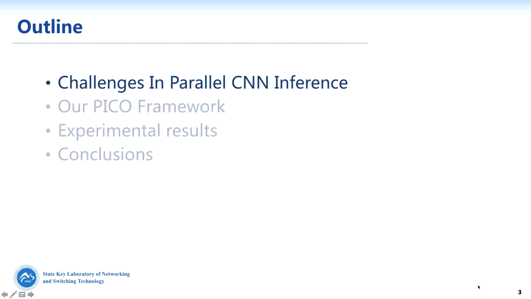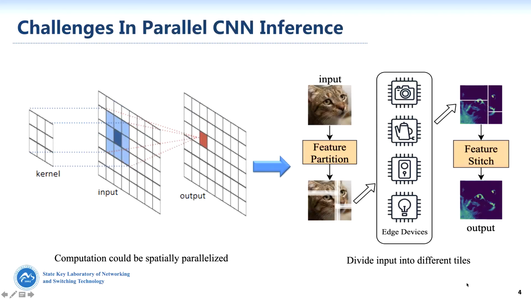First, let's begin with the introduction. Here on the left is a typical diagrammatic sketch of convolutions. A kernel slides over the entire input feature, and each movement will produce a pixel of the output. From the sketch, we can see that the computation of a kernel could be spatially parallelized. Thus, the common partition scheme is to divide input data into tiles and distribute them to several local devices. The scheme is shown on the right figure.